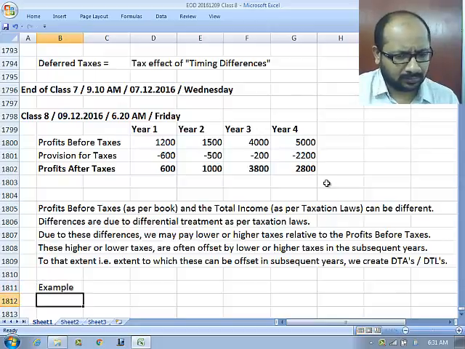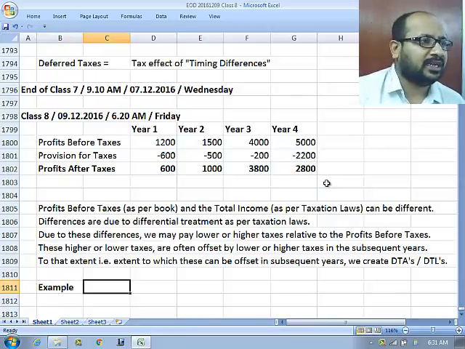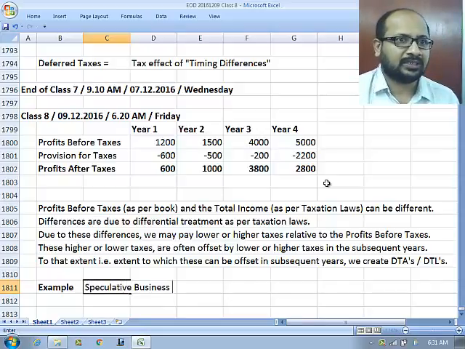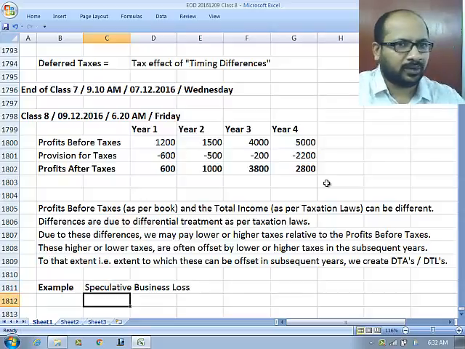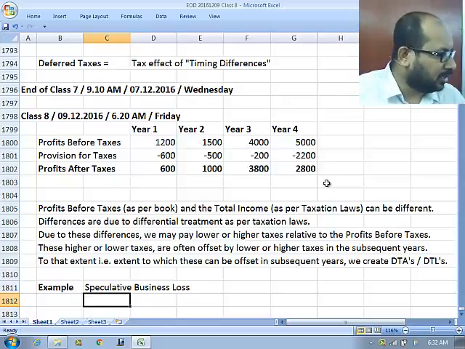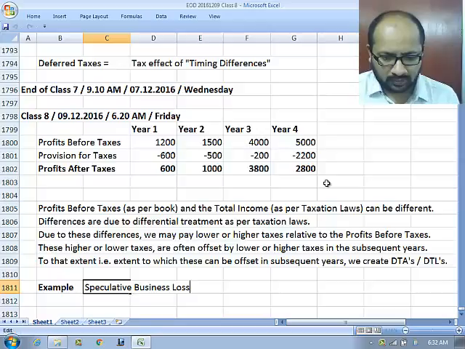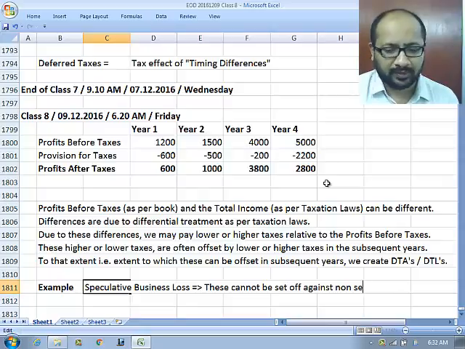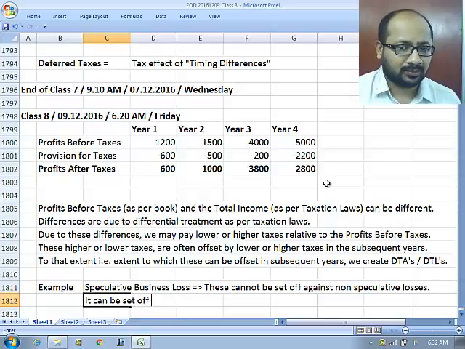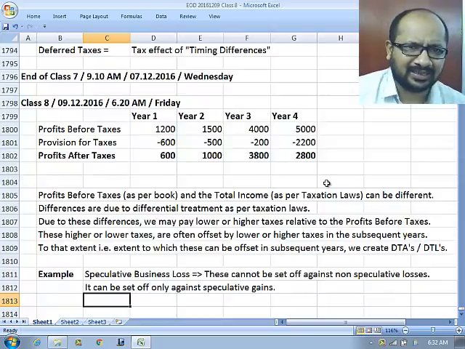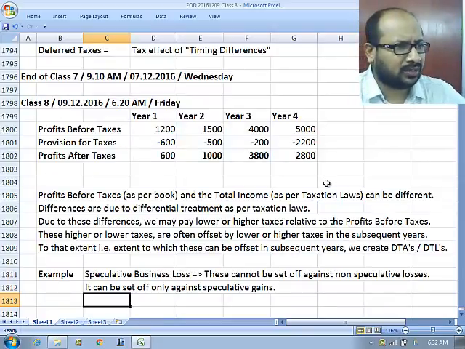Best example. Let's say that there is a long-term capital loss or some kind of speculative business loss, purely from your taxation point of view. Can a speculative business loss be set off against non-speculative businesses? No. So we know that these items cannot be set off against non-speculative business loss. It can be set off only against speculative profits. Clear?